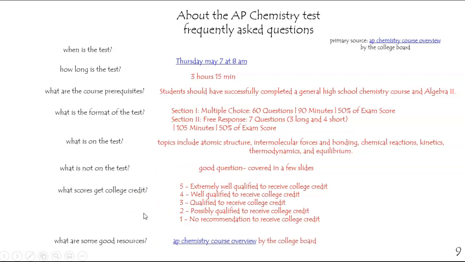Some good resources include the College Board course and exam description, which was revised in 2019.